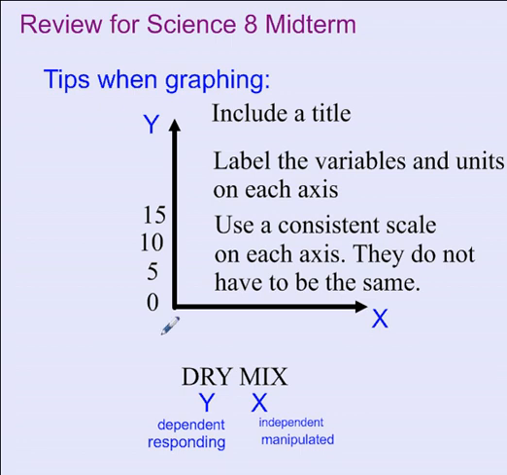You can't start going by 2s and then realize you're running out of room and switch to going by 5s. It's got to be the same scale the whole length of the axis. Again, each axis could have a different scale. That's okay, but the scale on the axis needs to be consistent. Don't forget to label your units, the variables and the units on the axis.